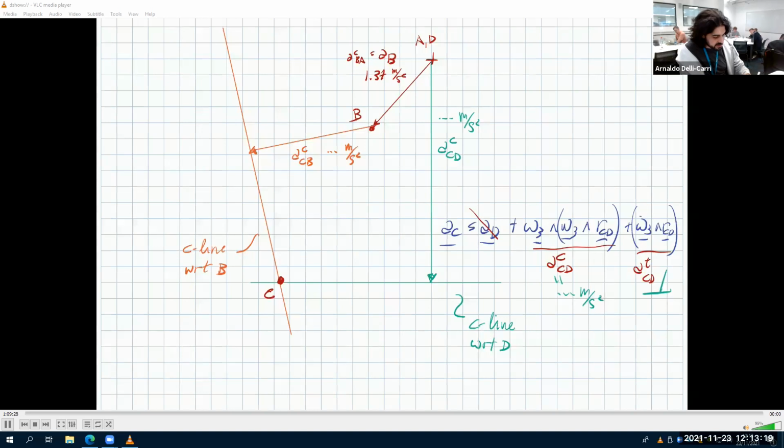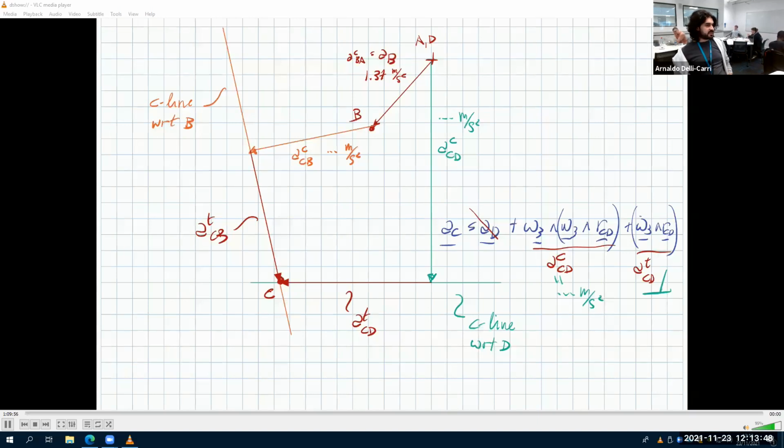And so we can now say that this is the C line here, and this vector here is the acceleration tangential CB, and this vector here is the acceleration tangential CD. Agreed?